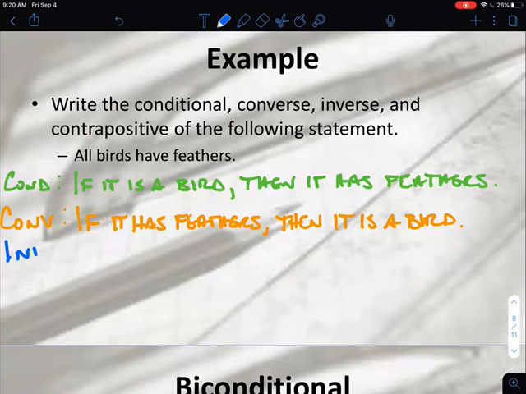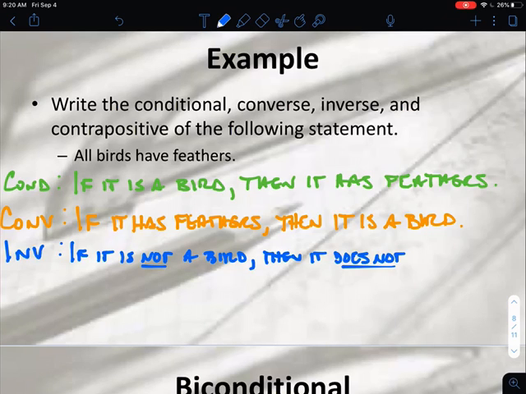When I want the inverse, I go back to the conditional. So I go back to the original, and I need to put nots in. So if it is not a bird, then it does not have feathers. Okay, so if it is not a bird, then it does not have feathers. So converse, flip-flops, inverse, put the word not in.